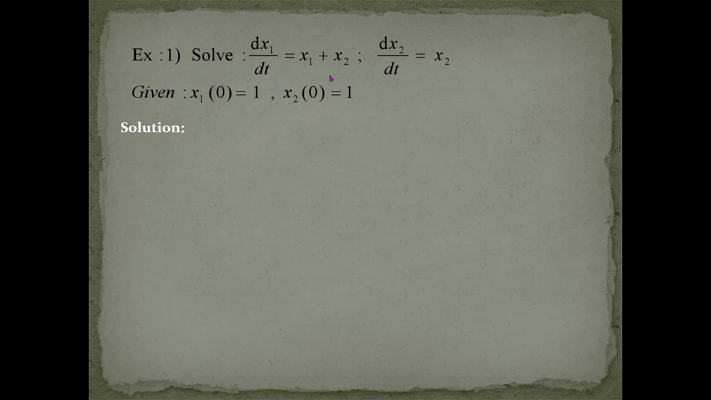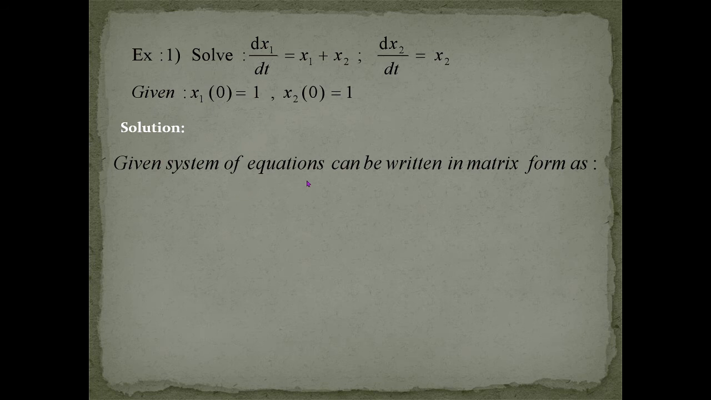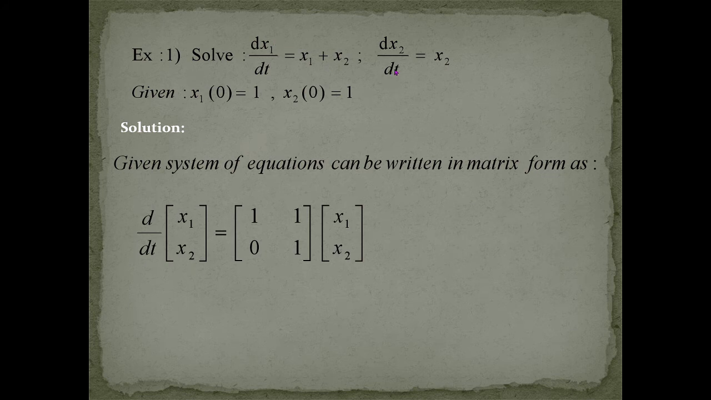What is the first step? Do you remember the first step? The very first step says, write down the given problem in matrix form. The given system of equations can be written in matrix form as d/dt, taking common from the left-hand side, of x1 x2. Now next you have to write down the coefficient matrix. What is the coefficient of x1? 1. Coefficient of x2? 1. Then in the second one we don't have x1, meaning the coefficient of x1 is 0 and the coefficient of x2 is 1.